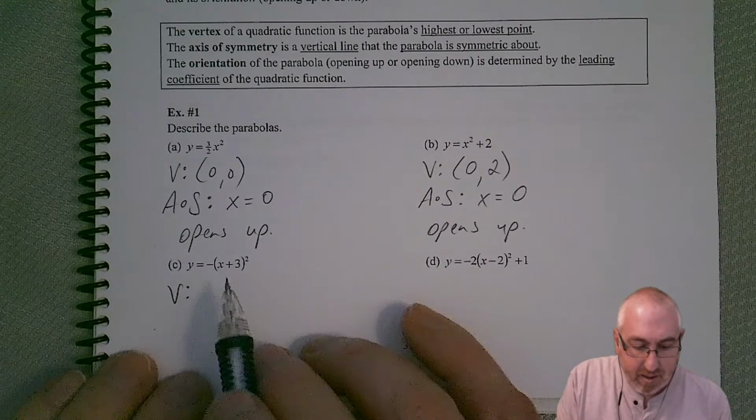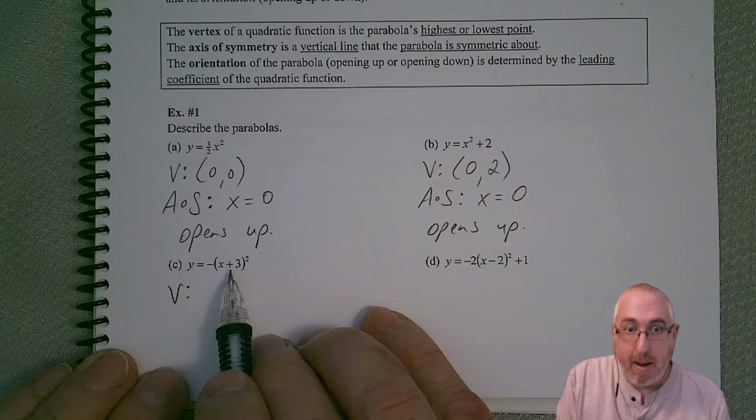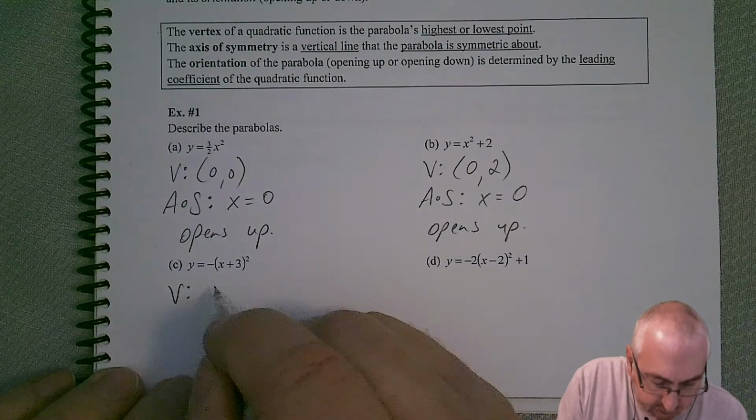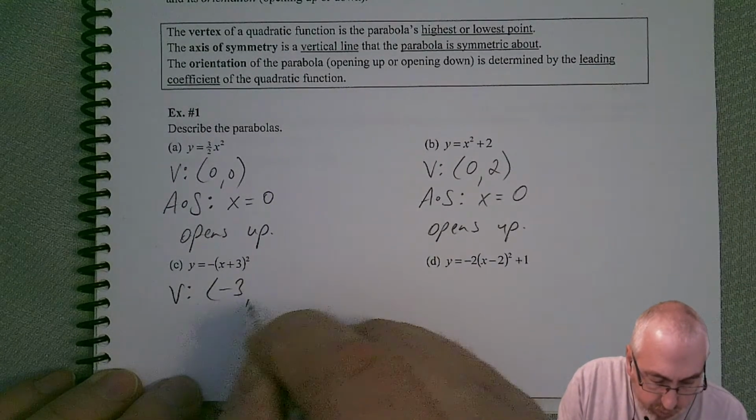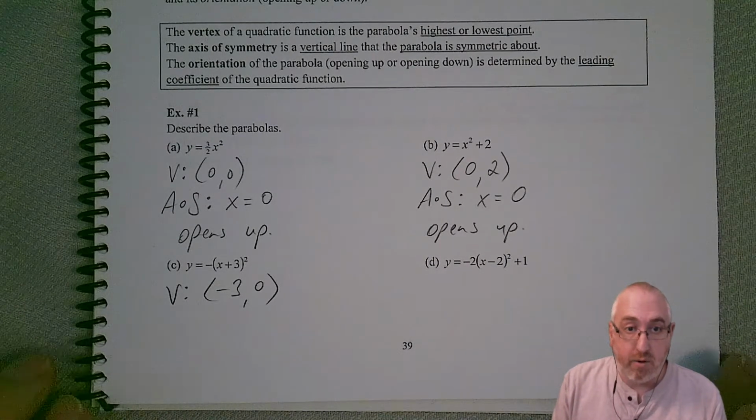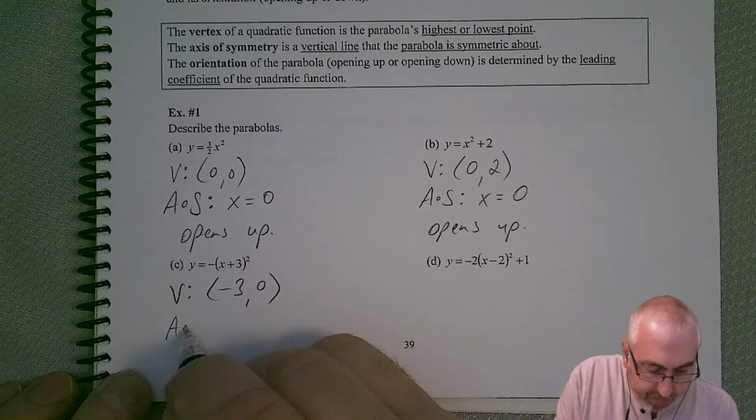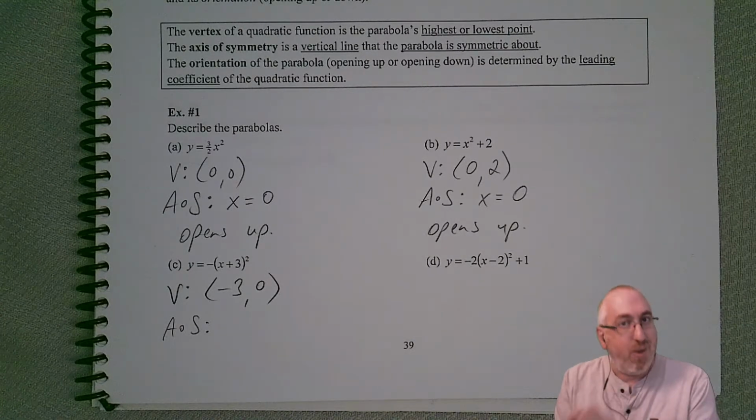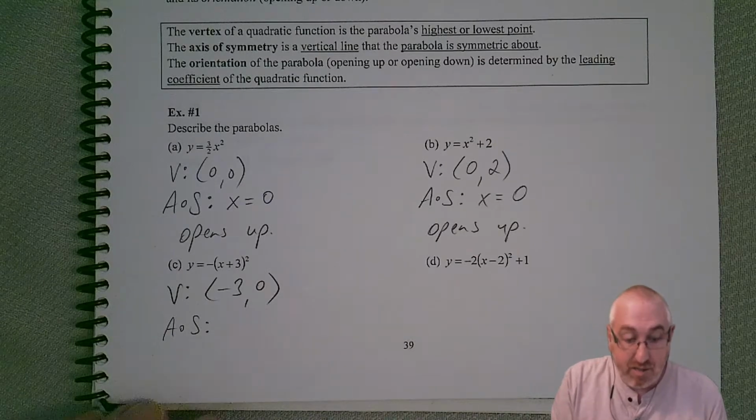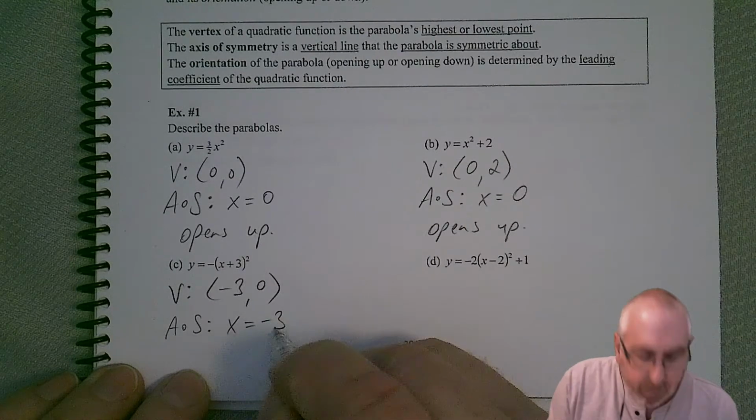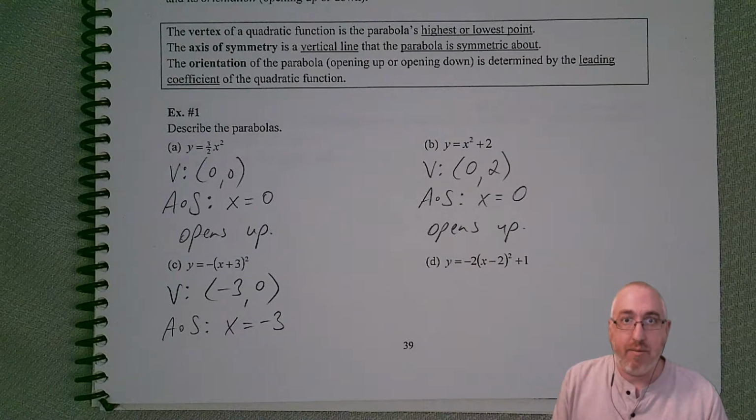And hopefully you're saying left. Remember that sign, that +3, is opposite what you would normally think. It's going to go to the left. So we should end up at -3, 0 for our vertex. So what happens to the axis of symmetry now? Well, if the vertex is moving to the left, the axis of symmetry is also moving to the left. So that should mean we get x equals -3.